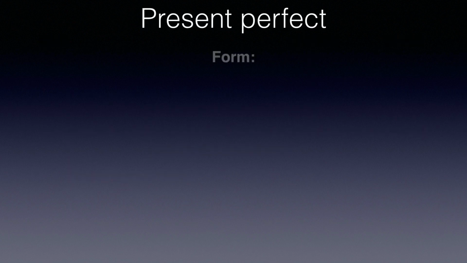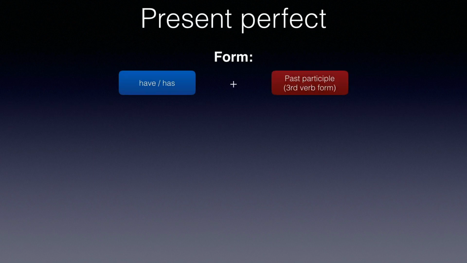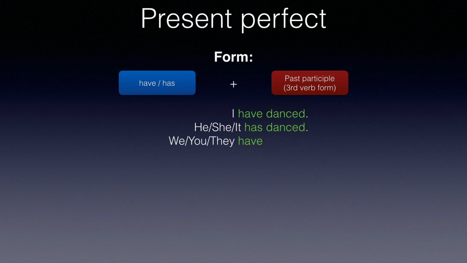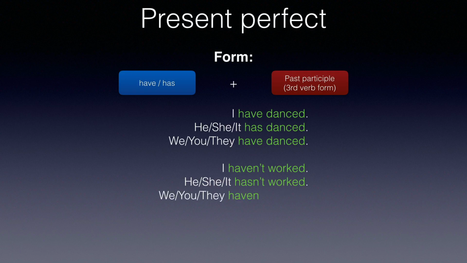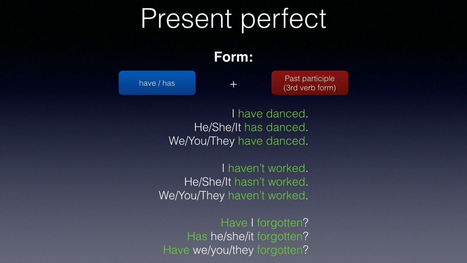Now, the form of the present perfect: we've got have or has and the past participle, the third verb form. For example, I've danced, he, she, it has danced, we, you, they have danced. The negatives are: I haven't worked, he, she, it hasn't worked, and we, you, they haven't worked. And questions: have I forgotten? Has he, she, or it forgotten? And have we forgotten, you forgotten, they forgotten? Okay, good. So that's the form.